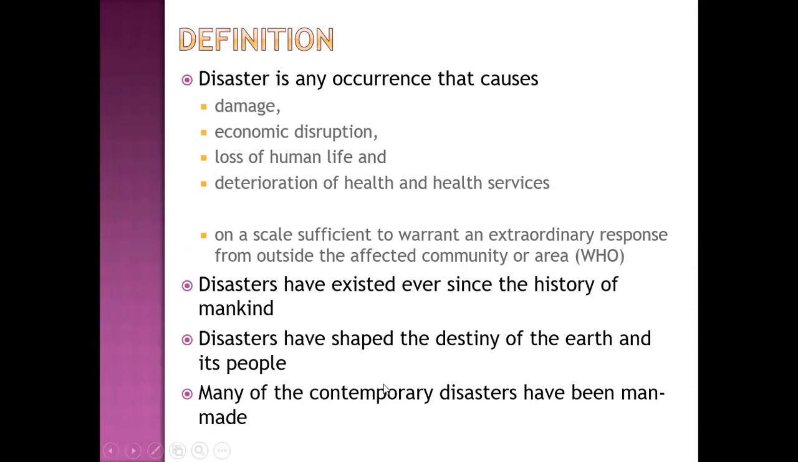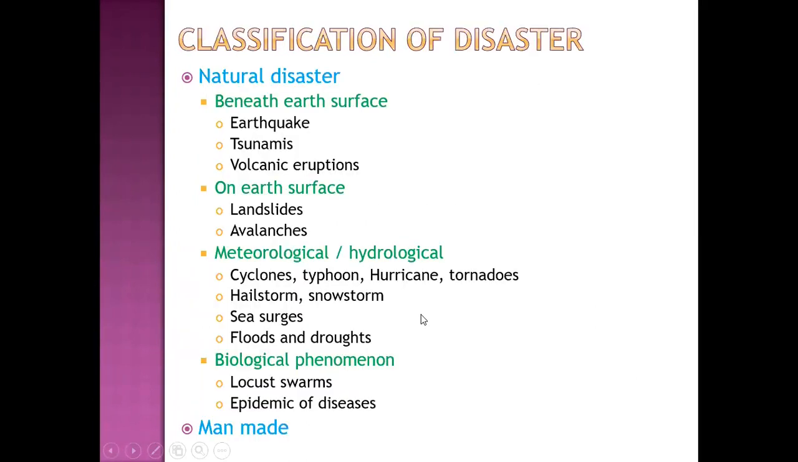Many of the contemporary disasters have been man-made. So disasters can be classified as natural disasters and man-made disasters. Under natural disasters, we have earthquakes, tsunamis, volcanic eruptions, landslides, avalanches, cyclone, typhoon, hurricane, tornado, hailstorm, snowstorm, sea surge, flood, droughts, locust swarms, and epidemics of diseases.